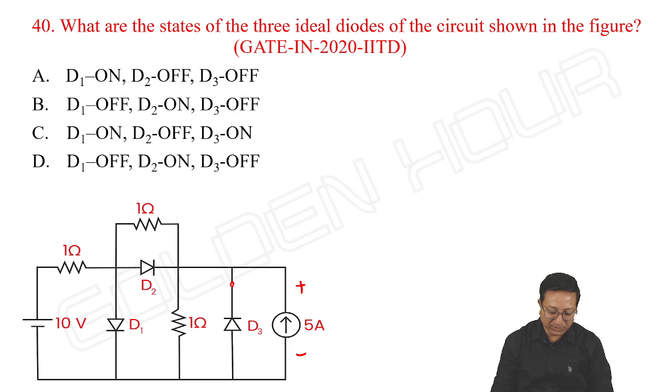Means the cathode of the diode is connected to positive terminal and anode of the diode D3 is connected to negative terminal. So definitely D3 is off.